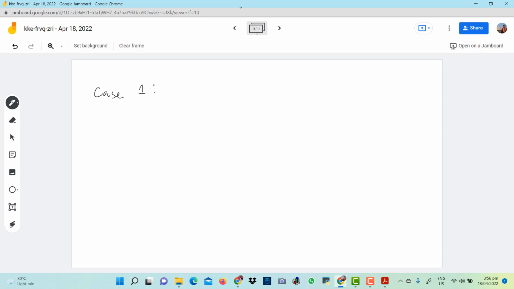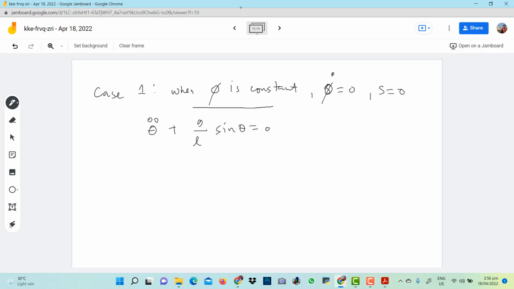Case 1 is when phi is constant. When phi is constant, what will happen? If phi is constant, the phi dot equals 0, therefore S is equal to 0. Right? So it will reduce to only these two terms, g over L sine of theta equal to 0. Again, this is a familiar equation. This is an equation for a simple pendulum.